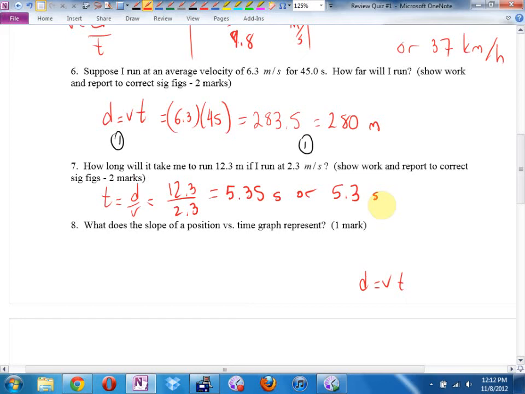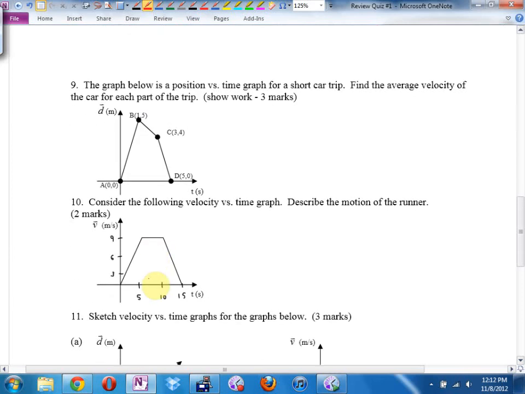What does the slope of a position versus time graph represent? Velocity. One mark. Number 9, the graph below is the position time graph for a short car trip. Find the average velocity for each part of the trip. How many parts of the graph are there? 3. How many marks is this one worth? I guess 1 mark for each section would make sense.